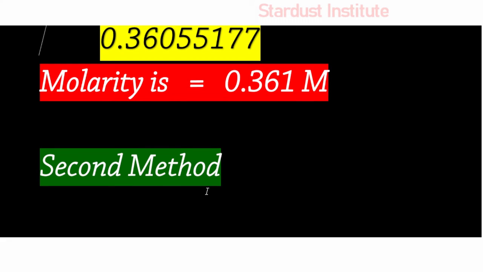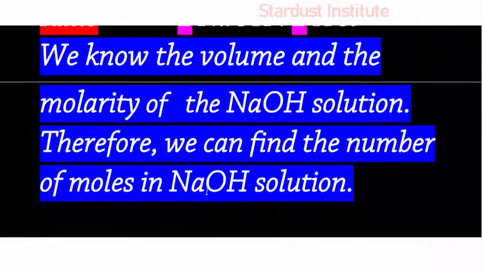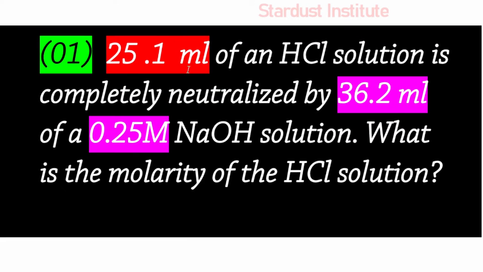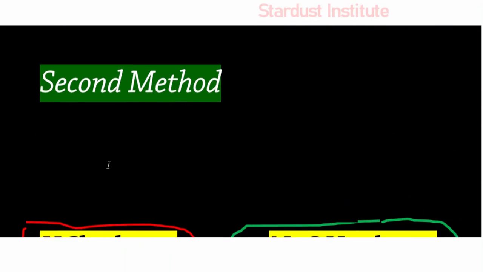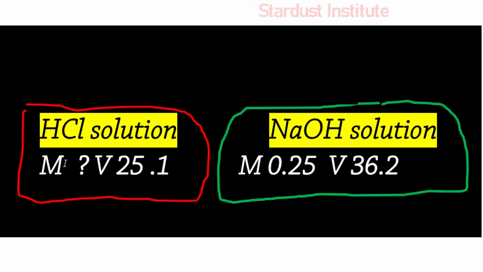Second method. We know the volume of the HCl solution, 25.1 milliliters, but we don't know the molarity of this HCl solution. We have to find it. We know the volume of the sodium hydroxide solution, 36.2 milliliters, and we know its molarity, 0.25 M. Now we have to find the molarity of the HCl solution.